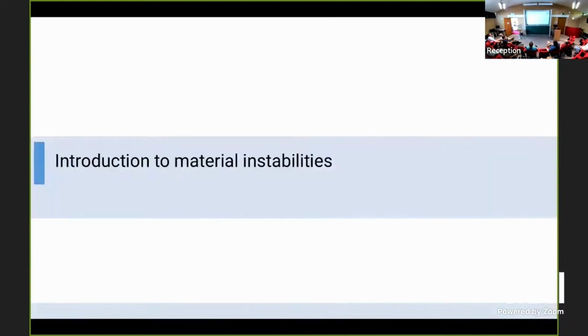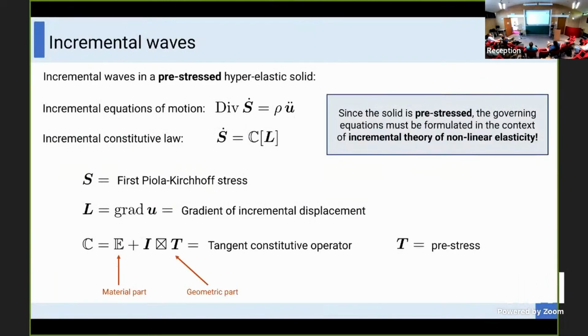So let me start with the introduction to material instabilities, and I will begin with the description of incremental waves in a prestressed hyperelastic solid. So in this slide, you see the incremental equation of motion and the incremental constitutive law. Here S is the first Piola-Kirchhoff stress, and L is the gradient of incremental displacement. I would like to point out here that since the solid is prestressed, the governing equations must be formulated in the framework of the incremental theory of nonlinear elasticity.